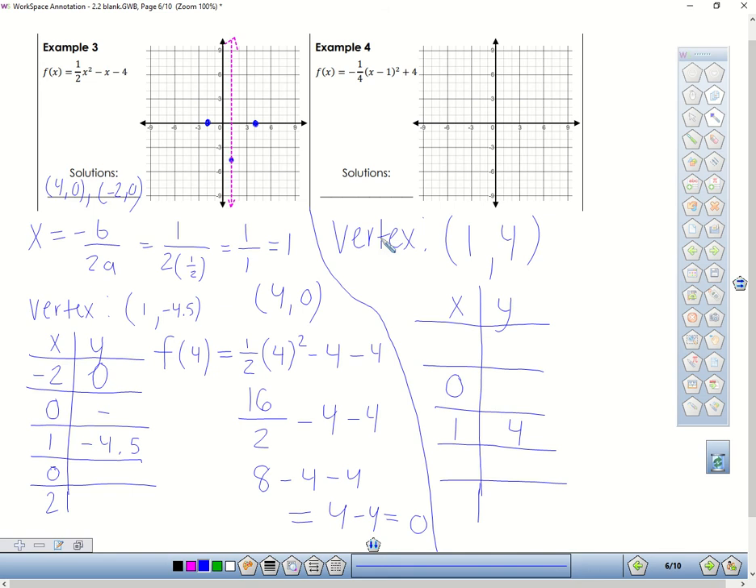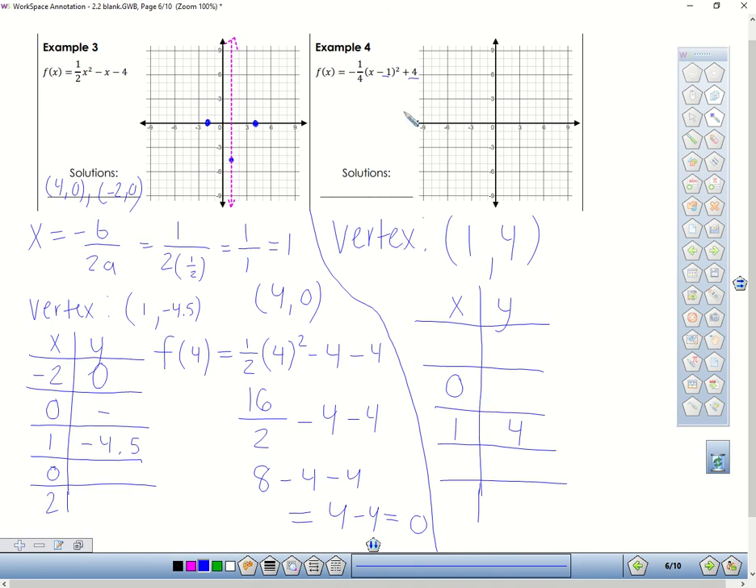Yes? How did you know 1, 4 was the vertex? You look at the equation, and this is in vertex form. So your h value is always your x component, opposite sign, and then the k value is always your y component. Okay?